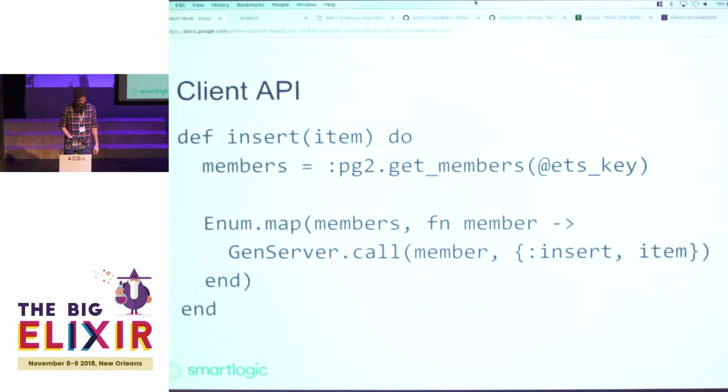So once that's started up and your process is part of it, this is the client side of it, where you have your gen server calls and whatnot. Whenever I insert a new item, we can get the PG2 members, and then you just loop over it. The one thing with this is that between these two steps, the members might have changed. I've had that happen a few times. So this is the part that I'm not super confident on.